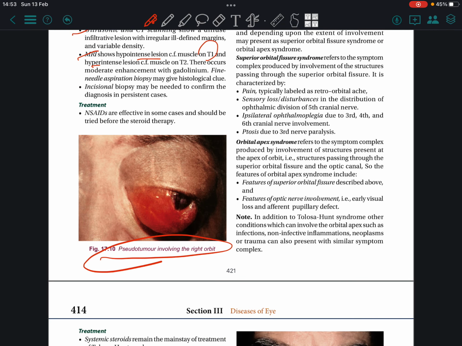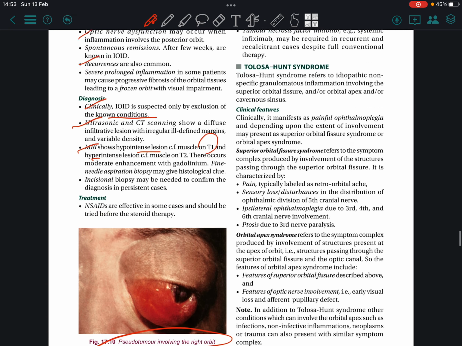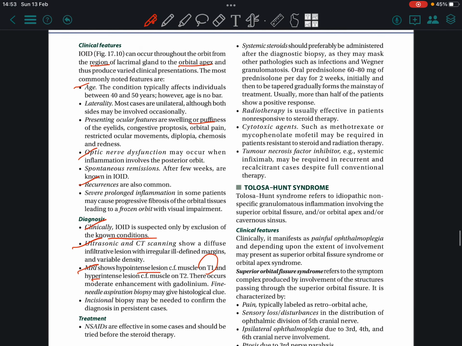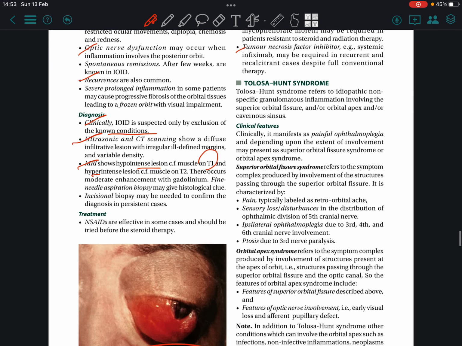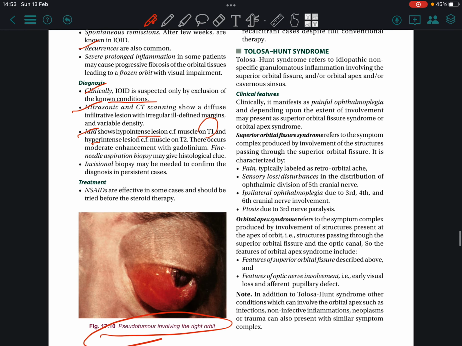Pseudotumor involving the right orbit. Treatment: NSAIDs, systemic steroid, radiotherapy, cytotoxic agents, tumor necrosis factor inhibitor. Tolosa-Hunt syndrome refers to idiopathic non-specific granulomatous inflammation. Clinical feature: painful ophthalmoplegia, with vision depending upon the extent of involvement. It may present as superior orbital fissure syndrome, as it mostly involves the superior orbital fissure.